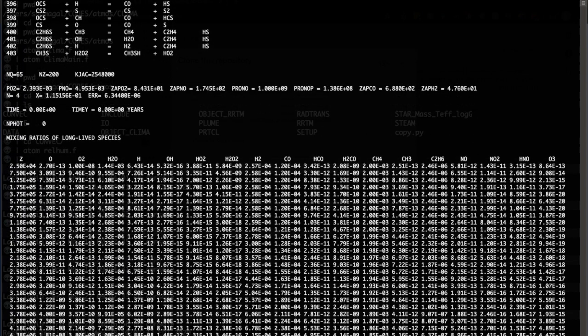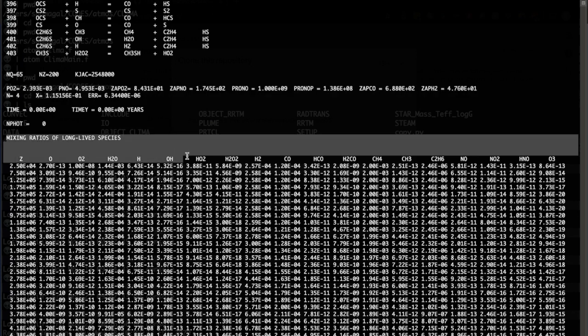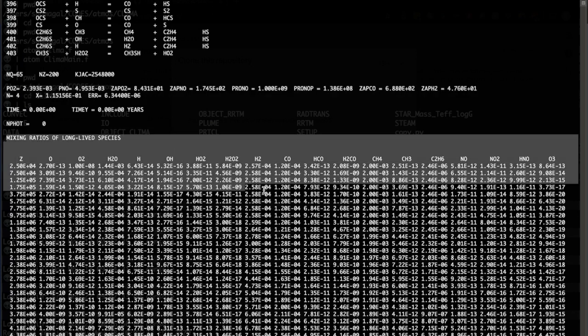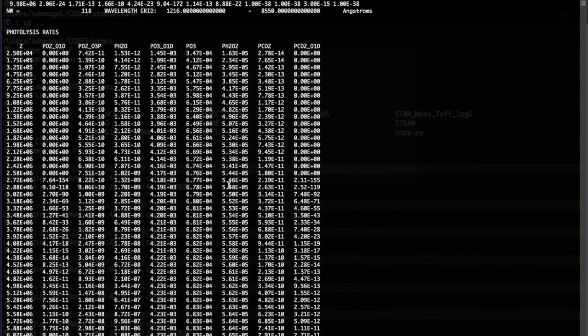These are the mixing ratios of especially if you're doing anything that's Earth or ancient Earth-like. These are the mixing ratios at the start of the run, of the long-lived species. So everything at the top of this file is going to be before the model runs. So those are your starting point conditions. These are your mixing ratios.